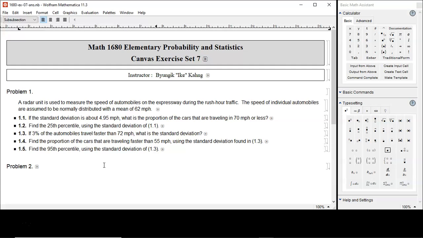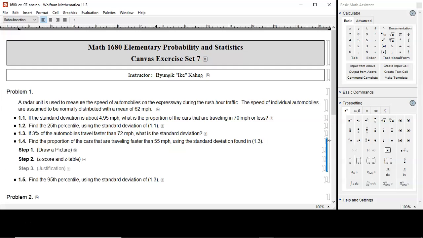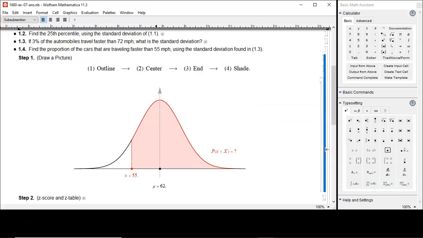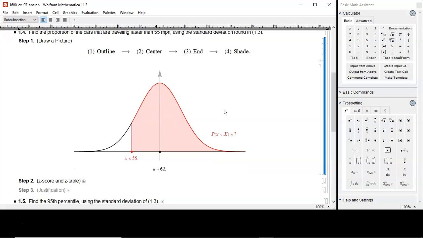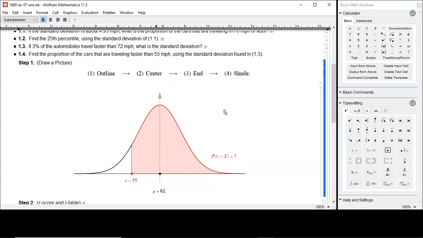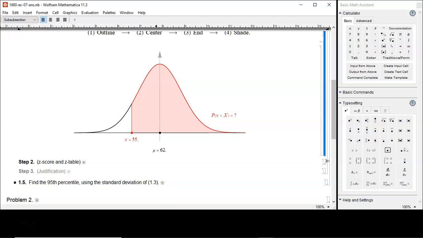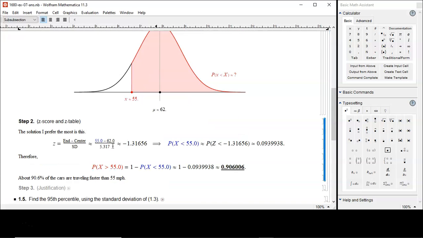Oh, wait a minute. These problems came from 1680 problems, so you don't have these problems. Okay, I better do these. But I guess I can do it quickly. Draw a picture, all right, 62 and 55 or higher. And then calculate the z-score, x minus mu over sigma, where sigma value is 5.32. So here.